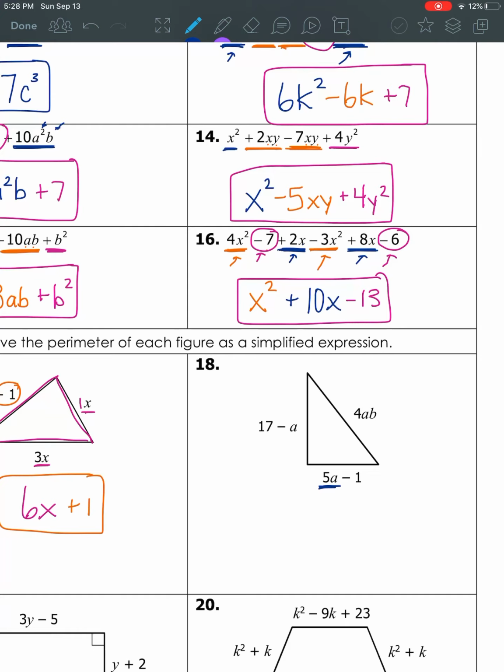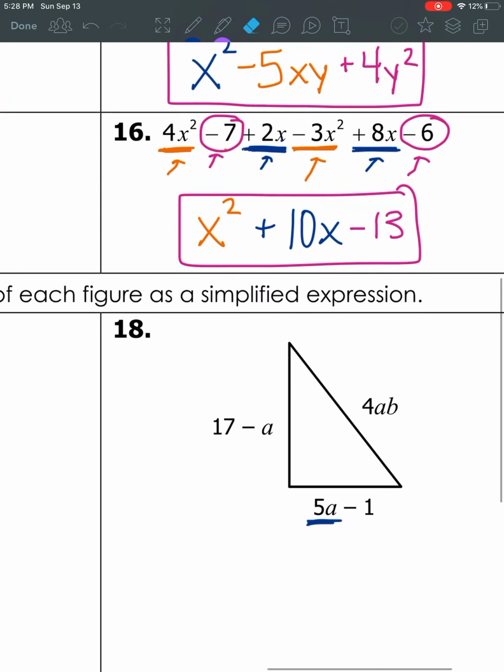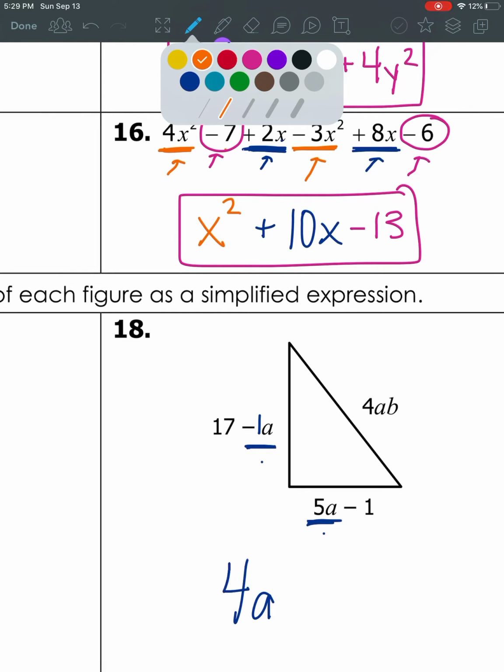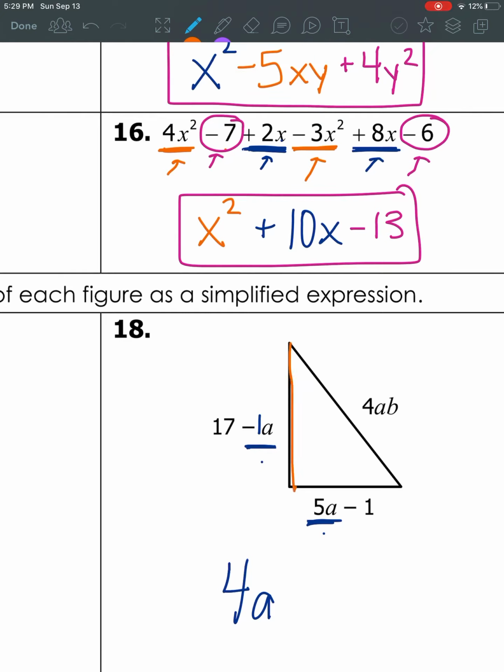Okay, let's do it again over here. So we have, I'm going to start with alphabetical. So I'm going to do 5a. The 4ab doesn't work because it has a and b, not just a. But I do have a minus a right here. So these two guys can be combined. 5a minus a, so minus 1. We have 4a.